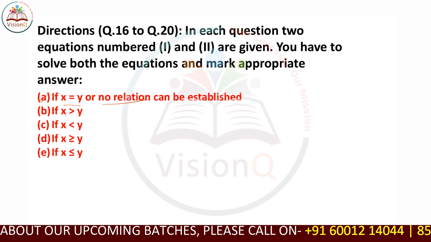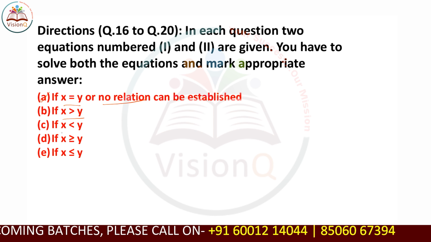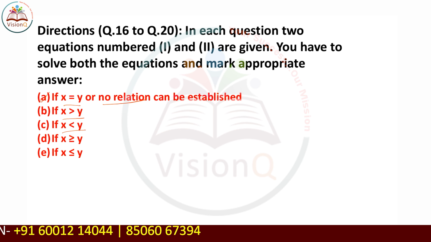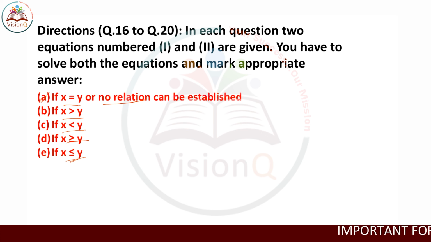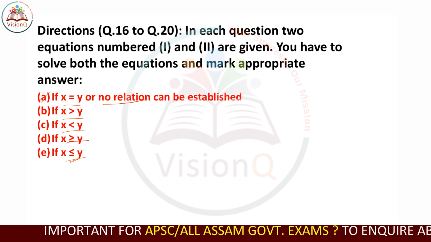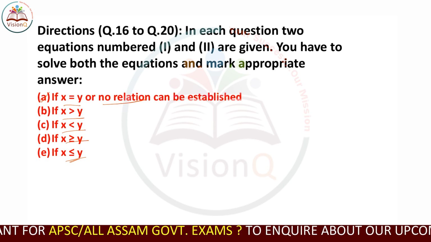Option number A is the answer if x is equal to y or if there is no relationship. Option number B if x is greater than y. Option number C if x is less than y. Option number D if x is greater than or equal to y. And option number E if x is less than or equal to y. I have discussed such questions in the previous part, set A, so please do watch the first part, and then we can solve these questions from 16 to 20.